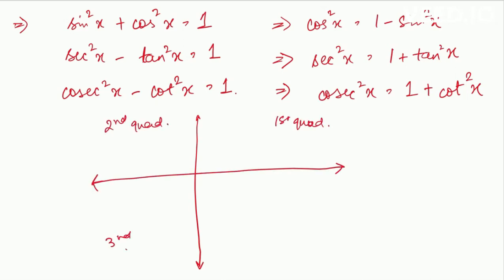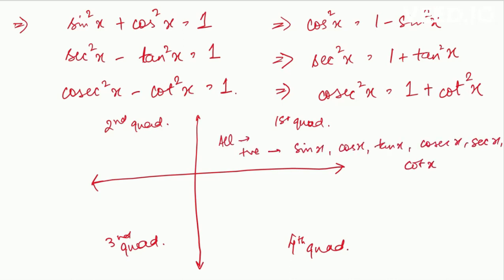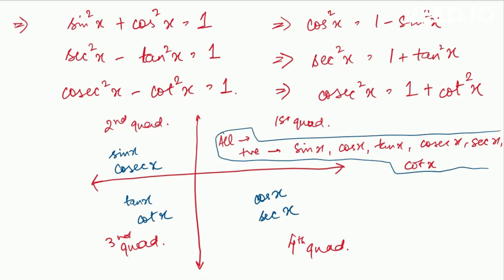Again, I have drawn the quadrants where you can find all trigonometric functions to be positive in the first quadrant, whereas sin x and cosec x are positive in the second quadrant, tan x and cot x are positive in the third quadrant, and cos x and sec x are positive in the fourth quadrant. So this will be more clear when you will do questions.